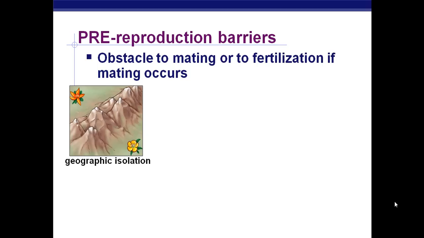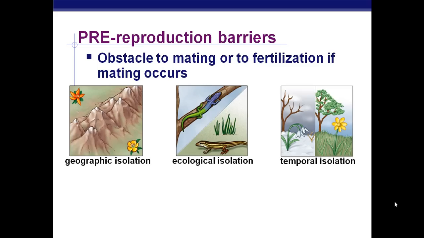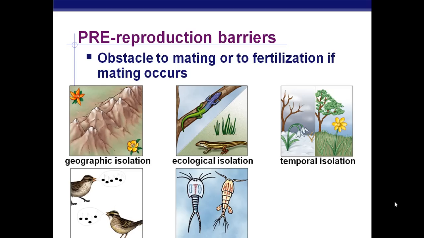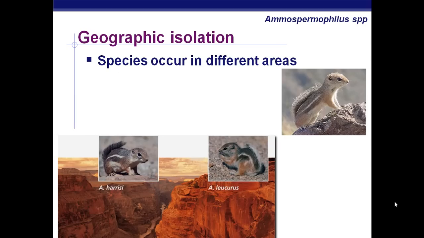So pre-reproduction barriers are obstacles to mating or fertilization if mating occurs. There's geographic isolation, here seeing a mountain range between two flowers. Ecological isolation, so you inhabit two different areas. Temporal isolation, when are you active, during what time of day? Behavioral isolation, do you recognize each other's courtship rituals or songs? Mechanical isolation, you literally don't fit together your reproductive parts. And gametic isolation, the gametes cannot fuse. So let's tackle each of these. First, geographic isolation.